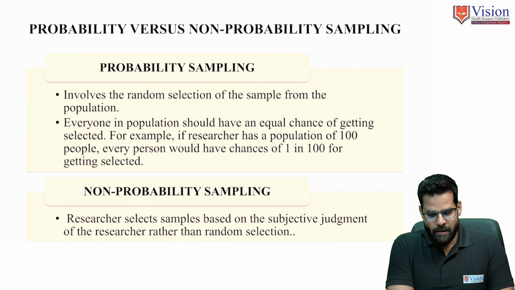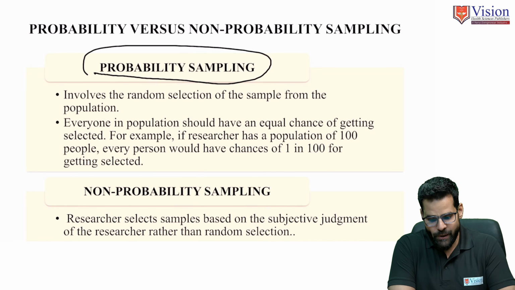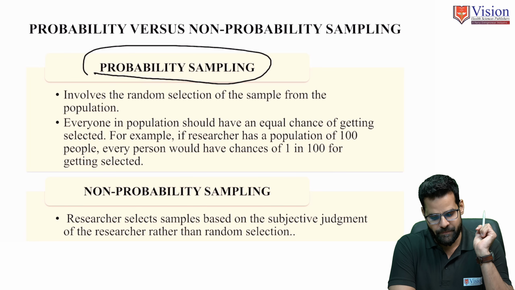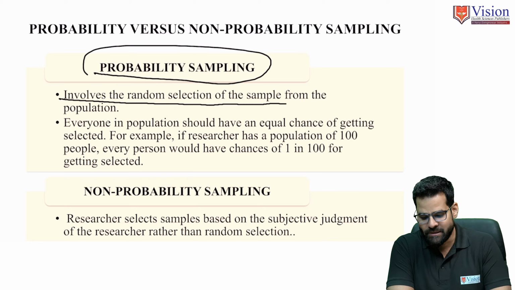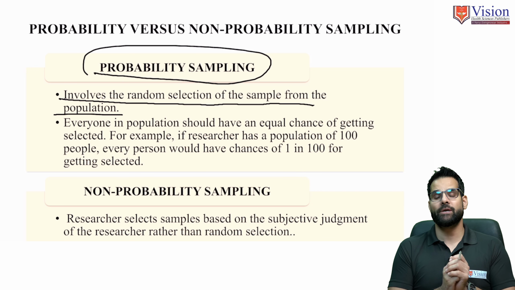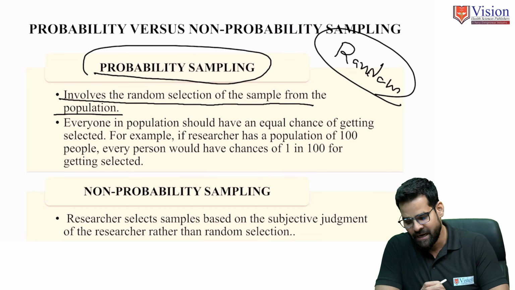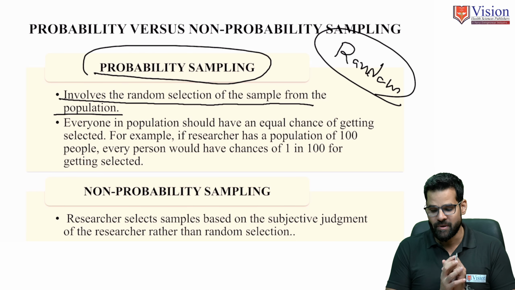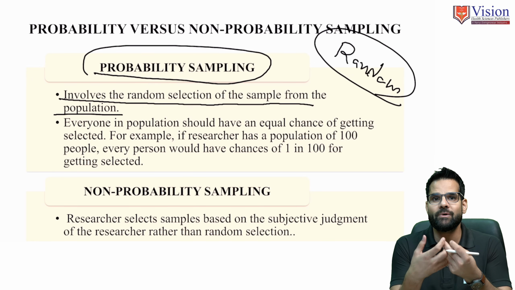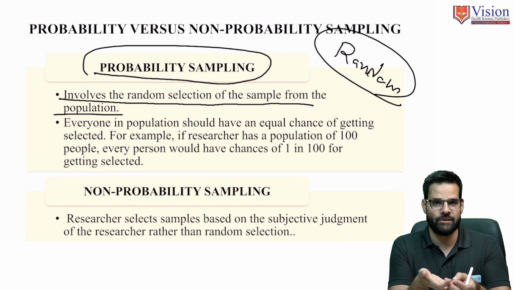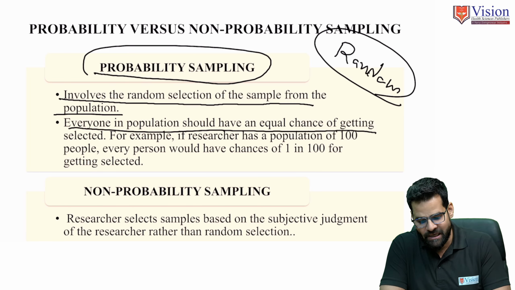Now, let's understand the basic meaning of probability and non-probability methods of sampling. What is probability sampling? It involves the random selection of the sample from the population. Random selection, please remember this. That is a very important term. Random means everyone in a population has an equal chance of being selected in the study.